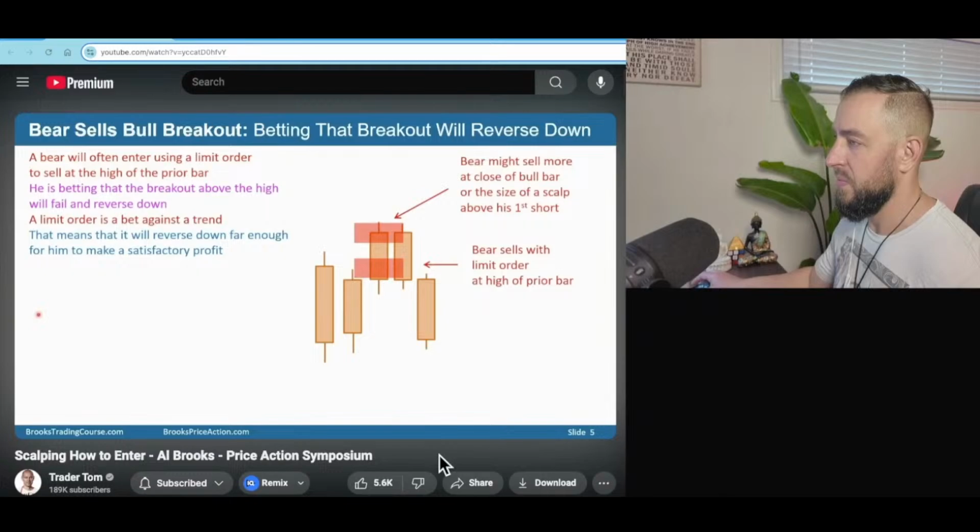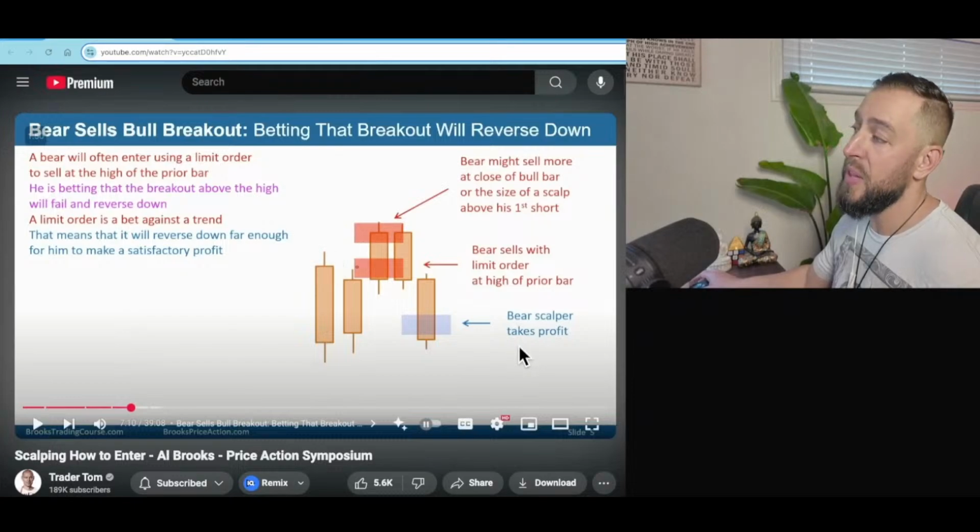Remember, a limit order is betting against a trend. The market is going up and you're selling, betting that it'll go down far enough for you to make some profit. For example, a bear scalper selling here might take profits here. Okay, so now why would that be the case?